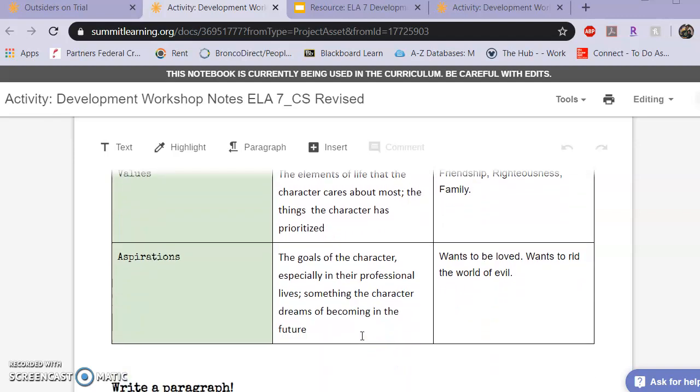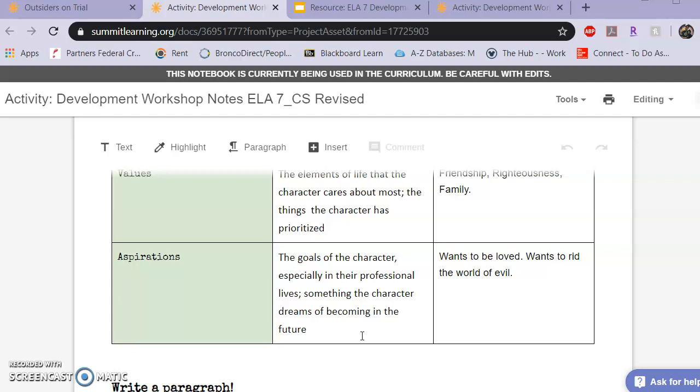Okay? And finally we have aspirations. The goals of the character, especially in their professional life, something the character dreams of becoming in the future, okay? And for Harry, and especially in The Outsiders, they're not thinking about their professional lives, but it's something the character dreams of becoming. So what are their goals when they get older? And for Harry, in the first book, he wants to be loved, and he wants to rid the world of evil. That means he wants evil to be gone from the world.